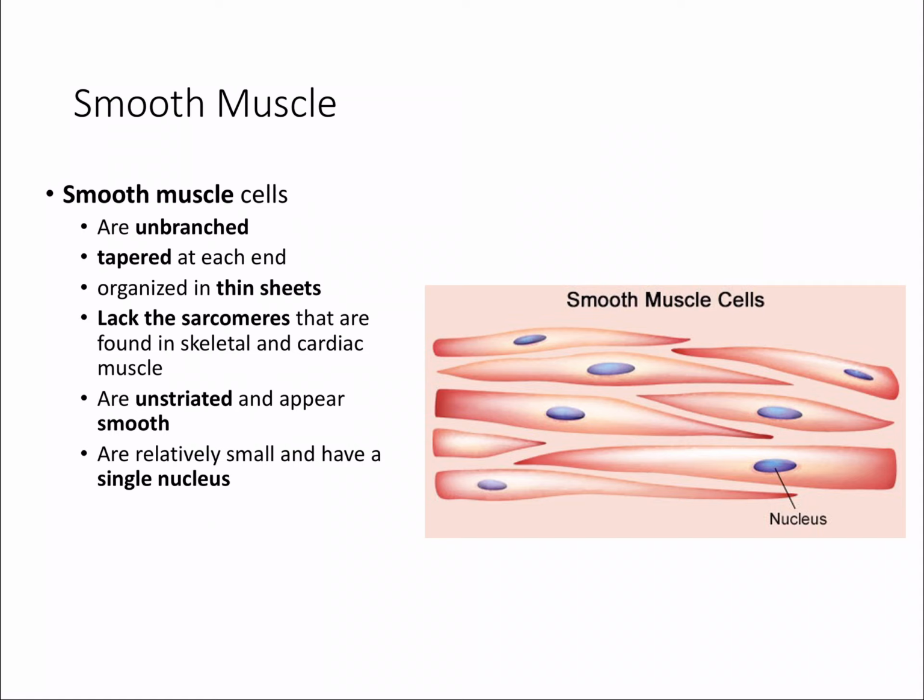So let's look at smooth muscle first. So smooth muscle cells, if you look at them, they're pretty clearly smooth, right? They don't have the lines on them that we're going to see in skeletal muscle and cardiac muscles. They're tapered at each end. They are organized in thin sheets. Like I said, we're going to see that there's going to be these striations visible in skeletal and cardiac muscles. Those are called sarcomeres, and smooth muscle cells do not have those visible. They appear smooth, and these are uninucleate, meaning they have a single nucleus. So you just want to recognize that this is what smooth muscle generally looks like.